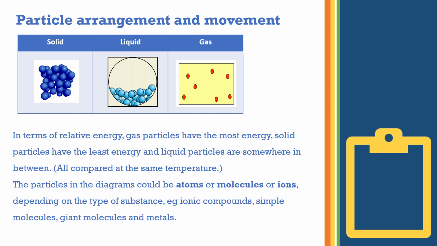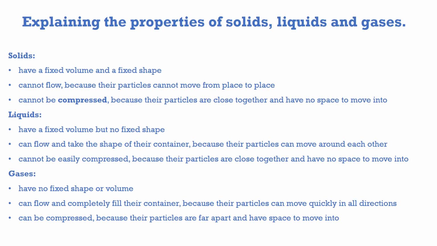The particles in the diagrams could be atoms or molecules or ions, depending on the type of substance. Example, ionic bonds, simple molecules, giant molecules, and metals. Again, I want to give a reminder that none of these physical properties are dependent on these bonds, rather it's more dependent on intermolecular forces. We need to discuss intermolecular force. Yes, we will be discussing this in a future video, inshallah.